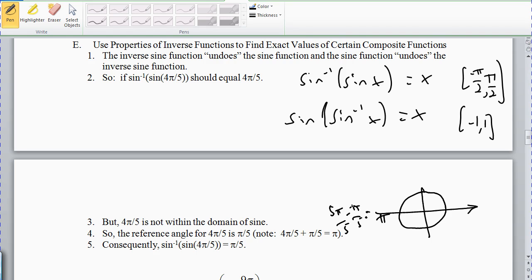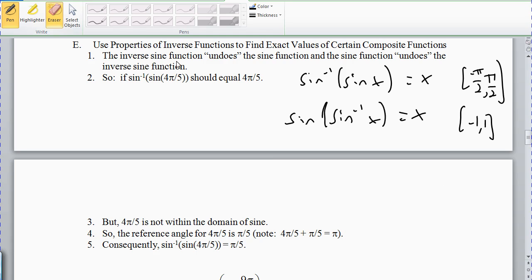Because 5 minus 1 pi is 4 pi. So that puts it over here. This is 4 pi fifths, which is in the second quadrant. But remember, when we were using sine inverse of sine, we have to be from negative pi halves to pi halves, which is from there to there.